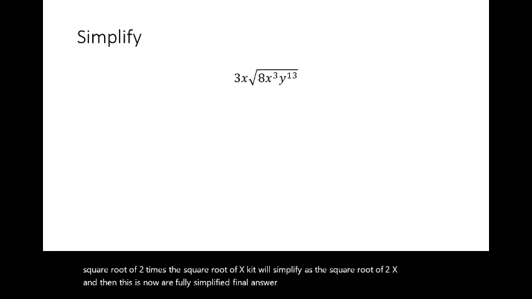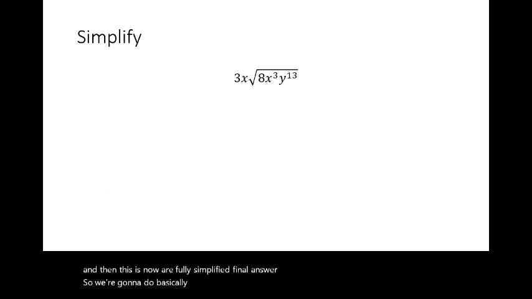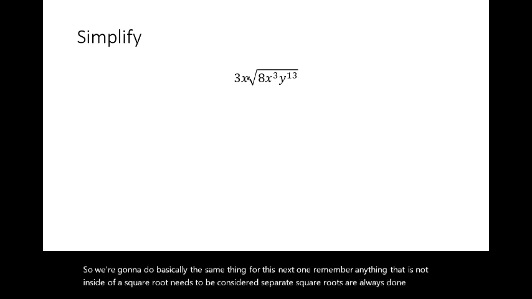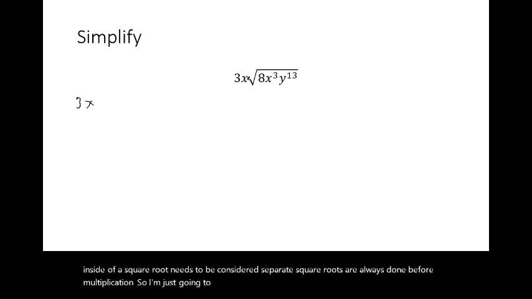So we're going to do basically the same thing for this next one. Remember, anything that is not inside of a square root needs to be considered separate. Square roots are always done before multiplication. So I'm just going to leave this 3x alone out front for now. And I'm going to focus on simplifying everything that is in the square root.